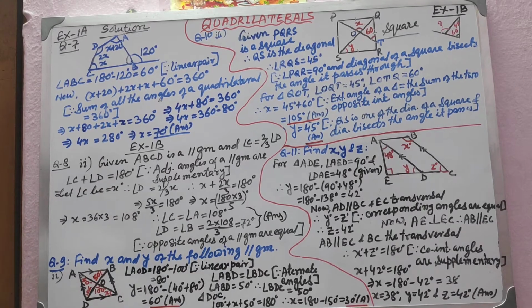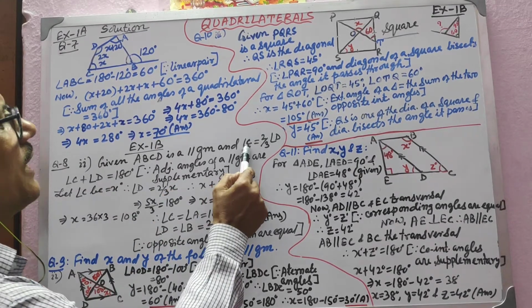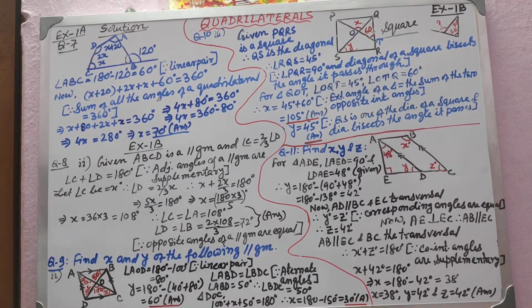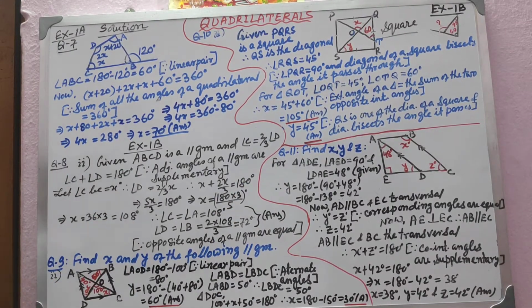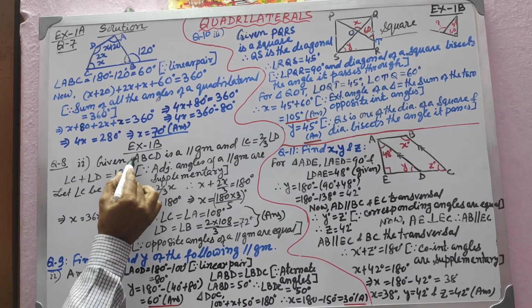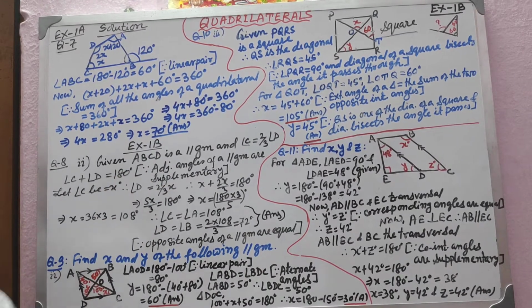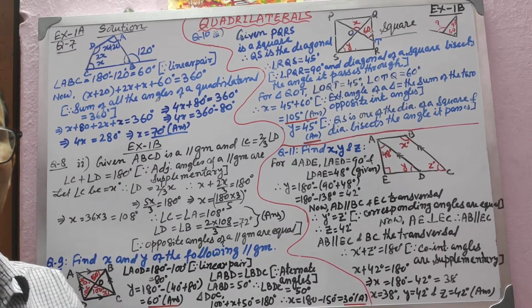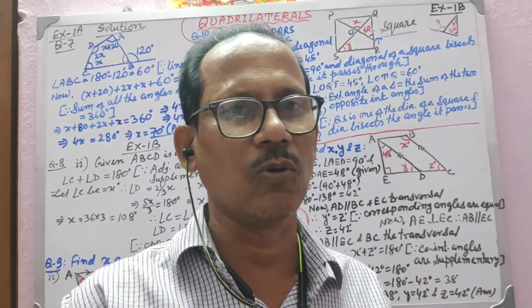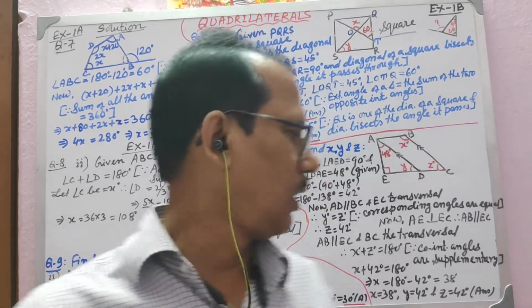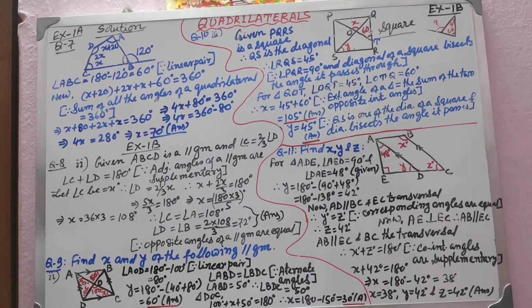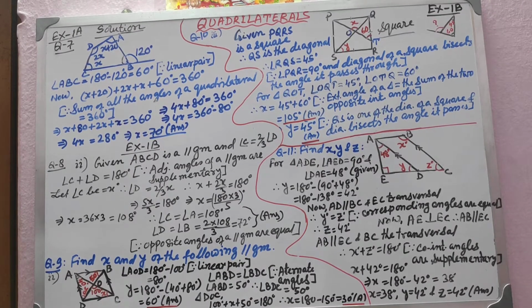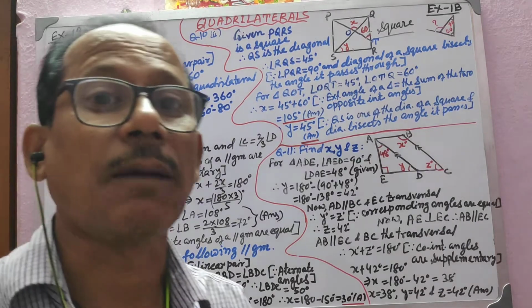Question 8 has two sums. The second one I have taken: angle C is equal to 2/3 of angle D. See, ABCD is a parallelogram. A and C are the alternate angles. B and D similarly are the alternate angles. So alternate angles of a parallelogram are equal. That property will work out. So here alternate angles are equal, that property, and adjacent angles are supplementary.